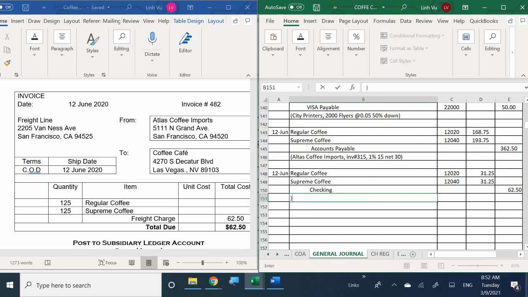So here I have Freight Line, right? That's who I wrote this out to. Invoice number 482. Check number 1512. And then I'm going to write COD on here, so you guys know that this is a cash on delivery.